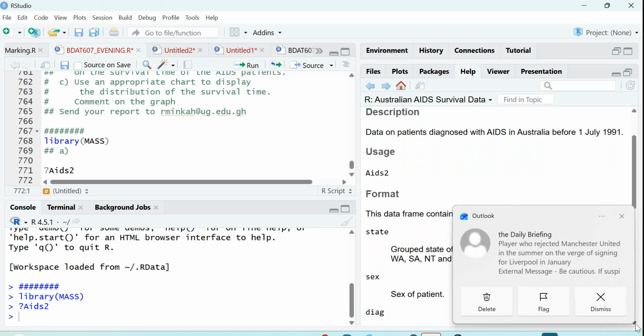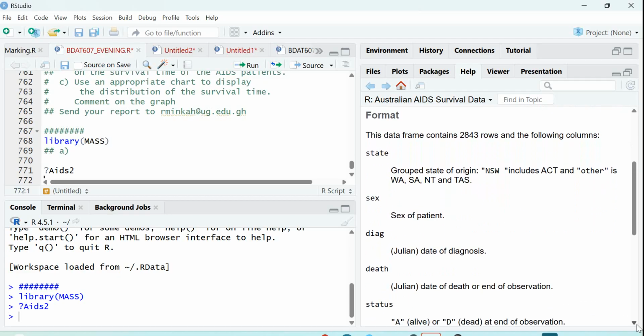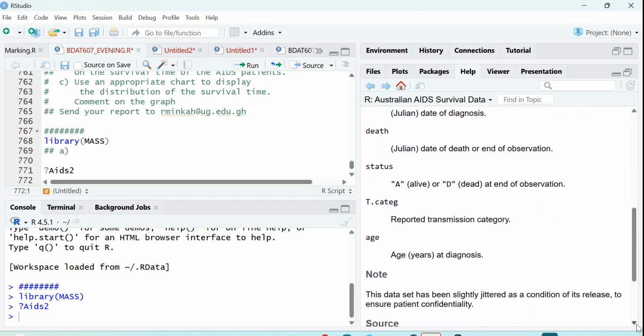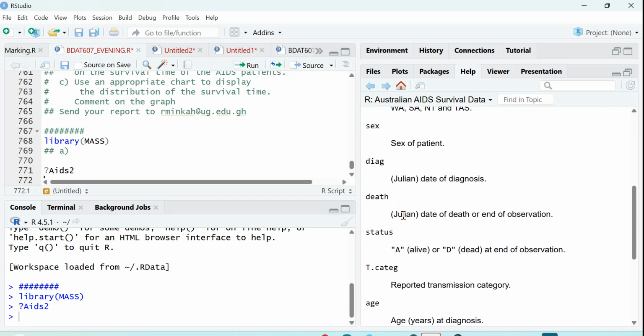Okay. Now, then you look at the format. It says it's a data frame containing 2,843 rows and the following columns: the state, the sex, diag is the Julian date of diagnosis, death is the Julian date of death or end of observation, and status, category. So if you are looking for survivor, you won't get it. But you know the diagnosis date and death. So what do you have to do to get a survivor? You subtract.